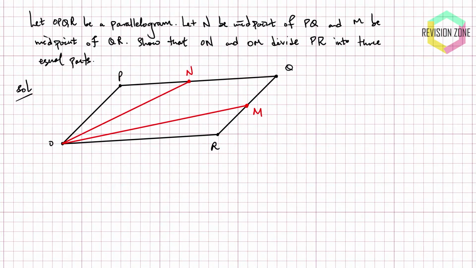And in particular, we're interested in segments ON and OM. So I'm going to go to my vertex O, and I'm going to draw a segment from O to N. And then I'm going to repeat that to get another segment from O to M. Okay, so we have the basic diagram, but we need to see where these parts are coming from.